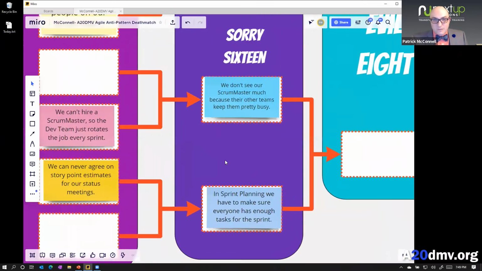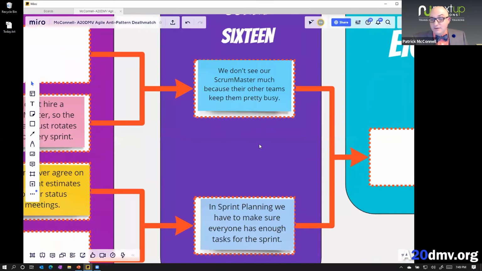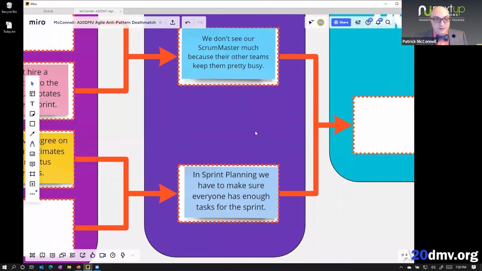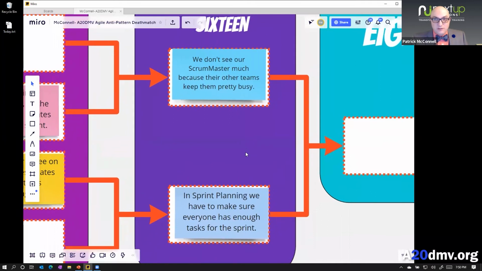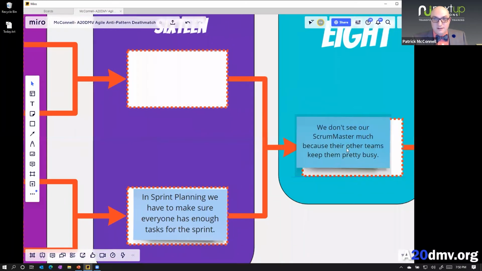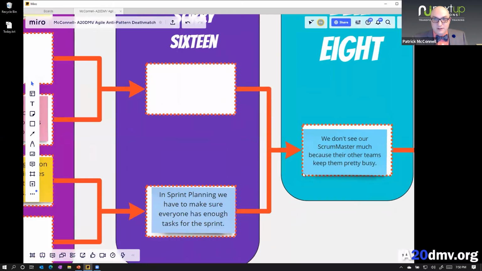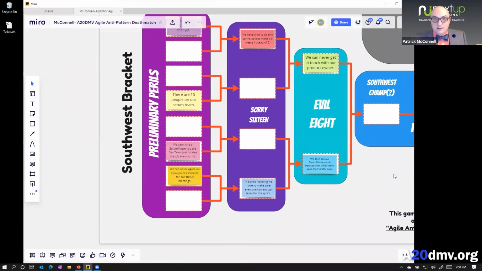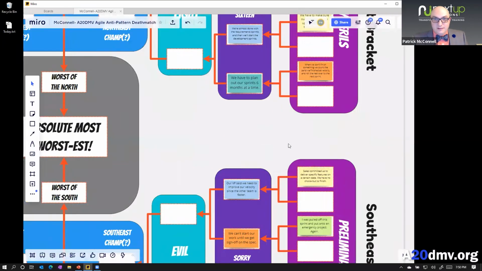Next up, we don't see our Scrum Master much because their other teams keep them pretty busy. Or in sprint planning, we have to make sure everyone has enough tasks for the sprint. Which one of those is worse? Raise your hand for the top, leave it lowered for the bottom. Ooh, pretty clearly, I think top one is sweeping it. All right. Almost all the way there. Let's take a look at the Northeast.